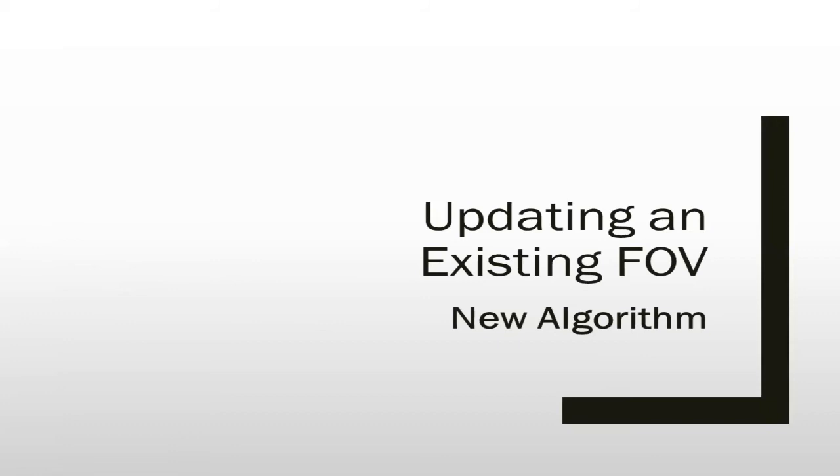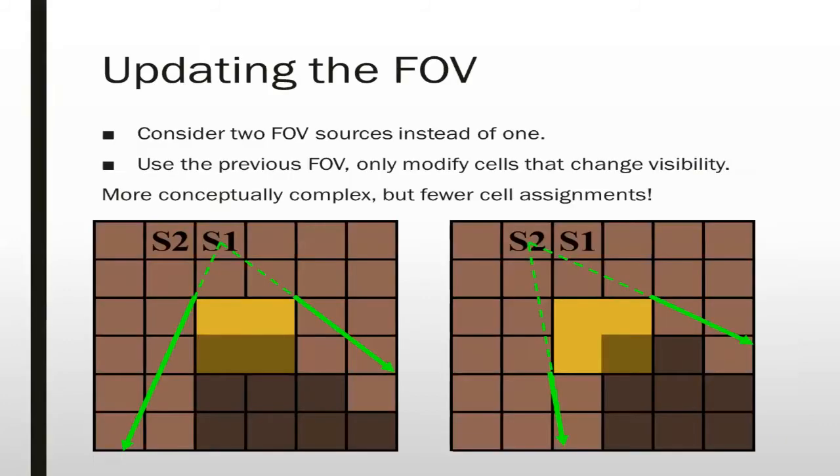Secondly, we now present a more complex algorithm that updates an existing FOV rather than calculating from scratch. Field of vision is often calculated as a game actor moves through an environment. And so the previously calculated FOV will be accurate to an adjacent cell to the current one. We can take advantage of this property to reuse the information from the previous field of vision.